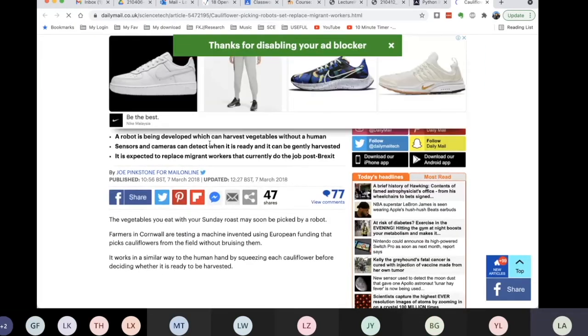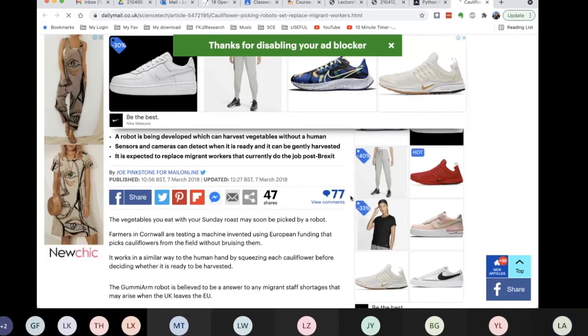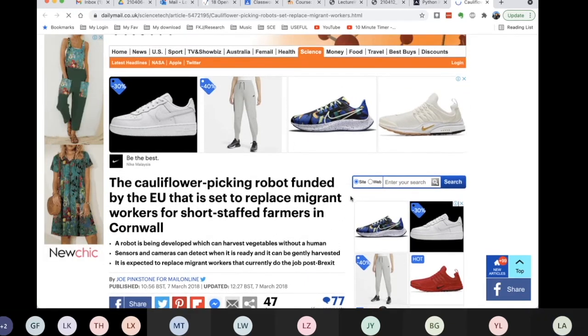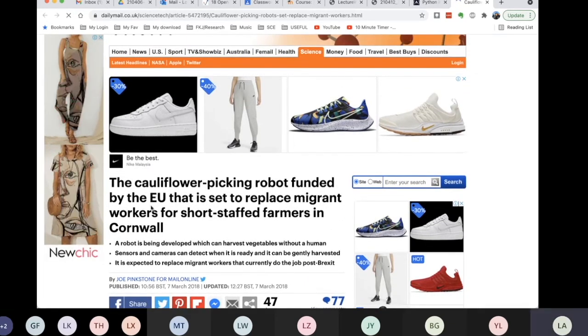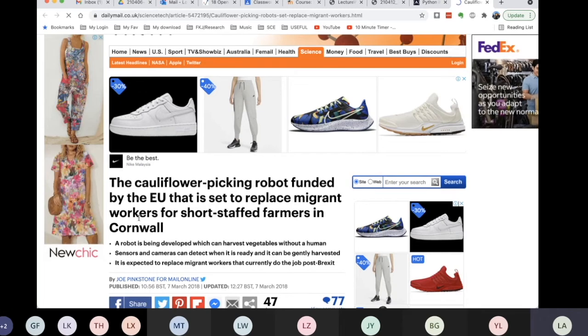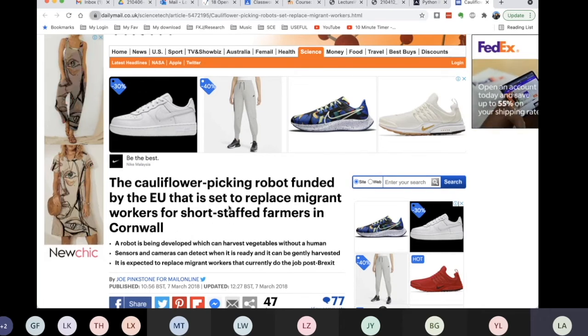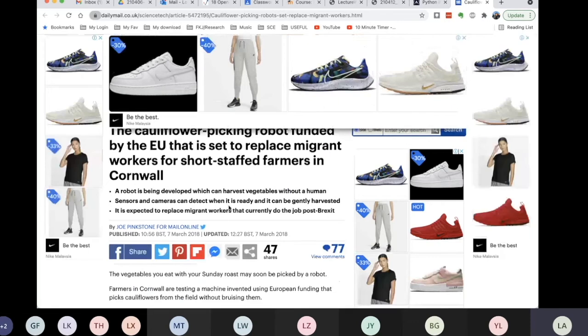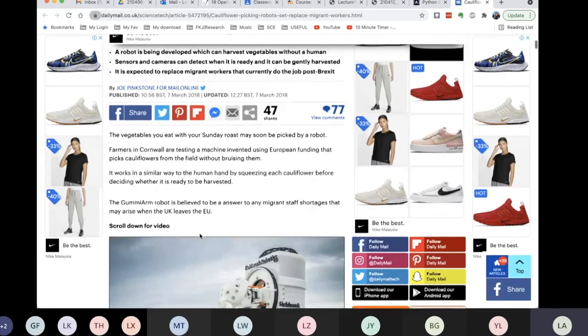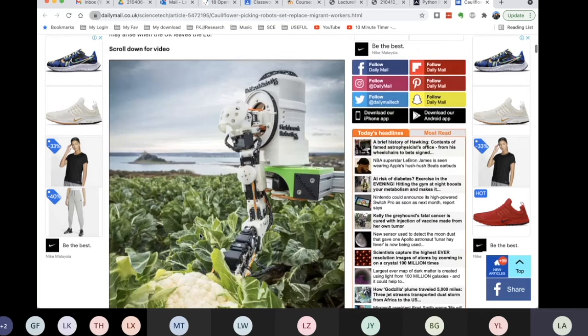Okay, so this is the cauliflower picking robot. It's funded by the EU and is set to replace migrant workers for short-staffed farmers in Cornwall. Actually, this one is quite recent, from 2018. This is the robot over here.